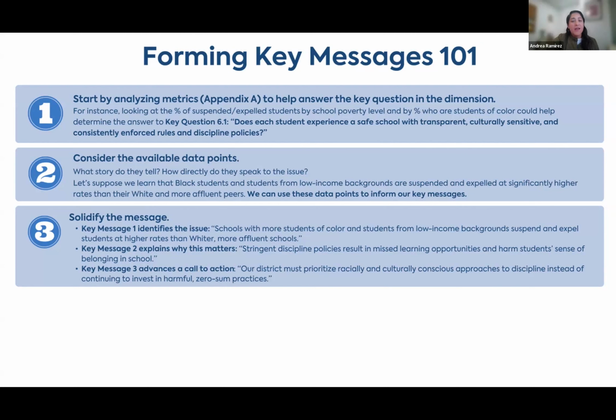And then lastly, what do you want your audience to do about it? Our district must prioritize racially and culturally conscious approaches to discipline instead of continuing to invest in harmful zero-sum practices. So these are examples of what you could say, but again, there's 10, 20 different ways to say it. So whatever message you think speaks best to your audience, adjust as needed.